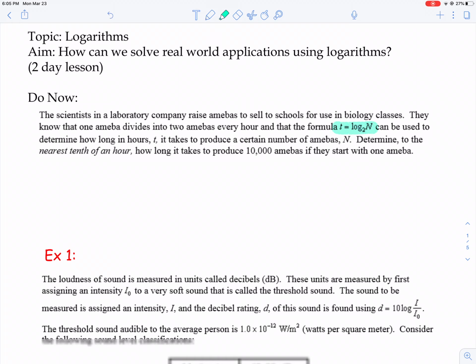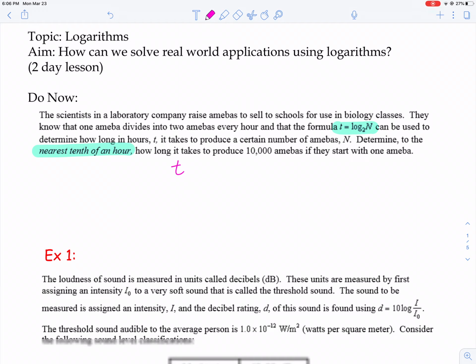T equals log base 2 of n, and that's going to determine how long it takes in hours, t, to produce a certain number of amoebas, n. Determine to the nearest tenth of an hour how long it's going to take to produce 10,000 amoebas, if they start with 1.